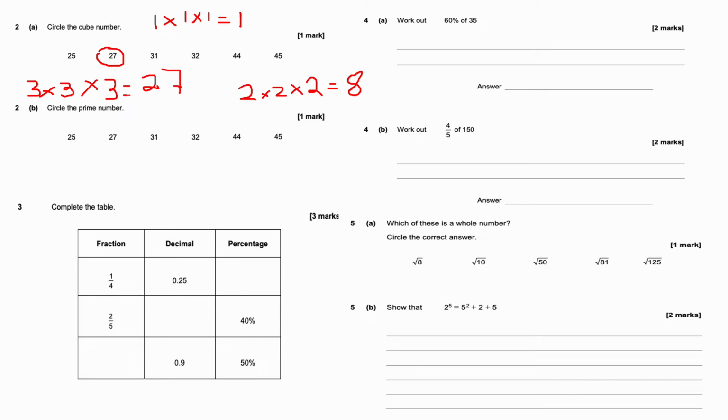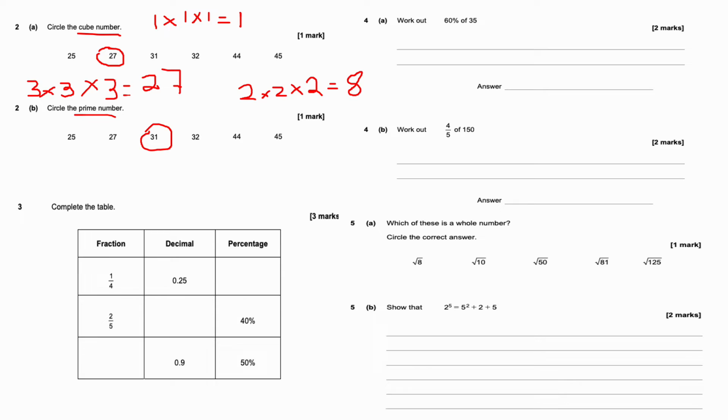Part B, circle the prime number. So a prime number has two factors, one and itself. That's not a prime number, that's not a prime number, that is a prime number. That's not, because the rest of the numbers have more than two factors.